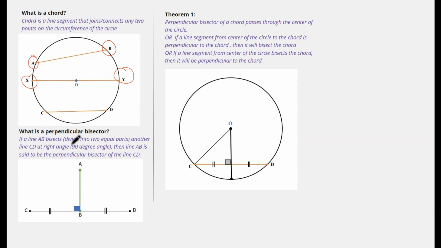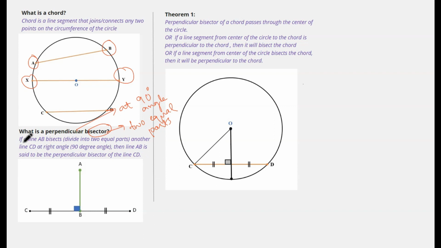It's similarly CD. The second definition is the definition of a perpendicular bisector. So perpendicular, I hope you know this, means at right angle, 90-degree angle. And bisector means two equal parts. Bisect means to divide into two equal parts.